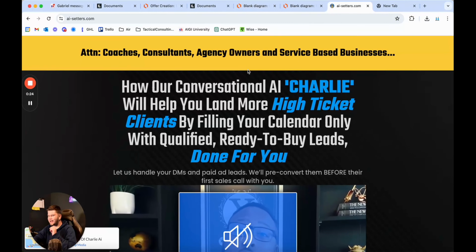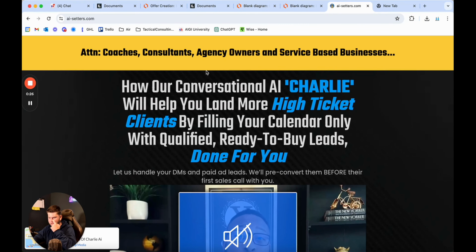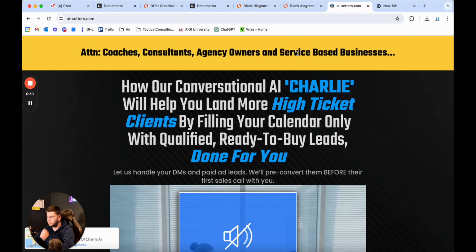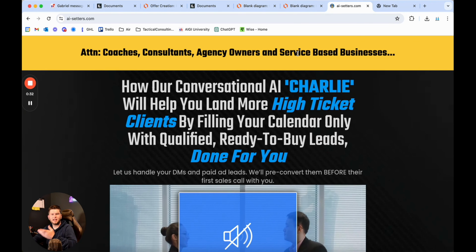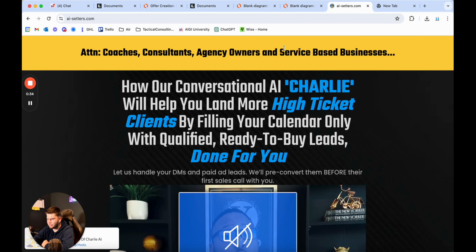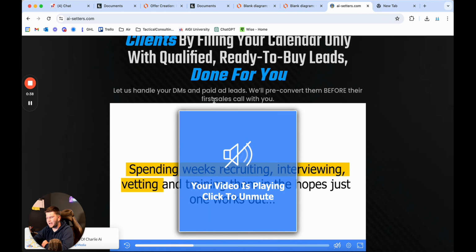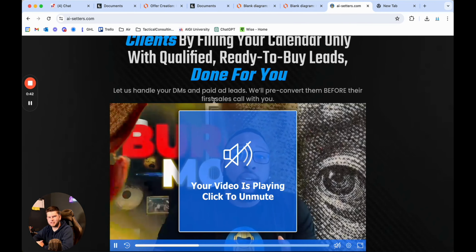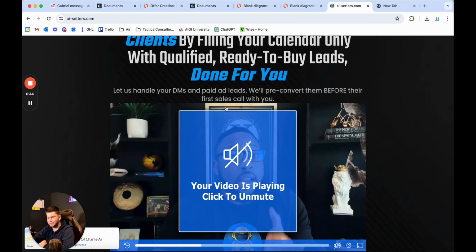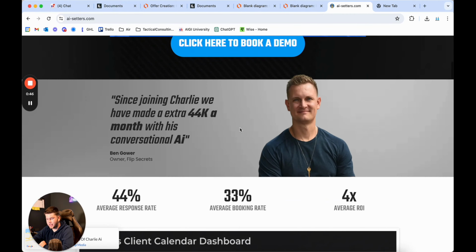So this is AISetters.com, AI-setters.com. You can look them up. They help coaches, consultants, agency owners, and service-based businesses, alongside fitness coaches too. I don't know why they didn't put it in there. And all they sell is a GoHighLevel AI bot, an AI SMS booking bot. That's it. That's all they sell. That is their complete offer.